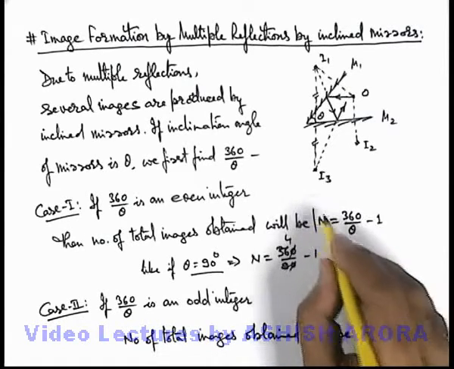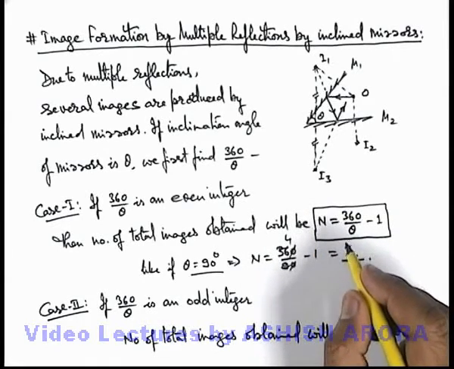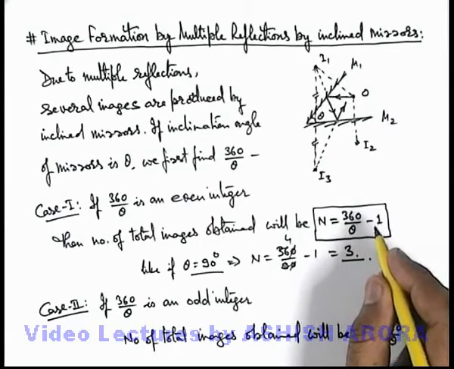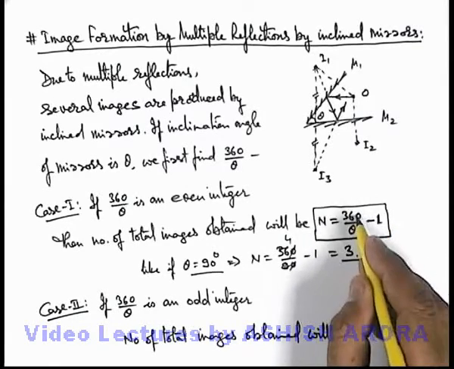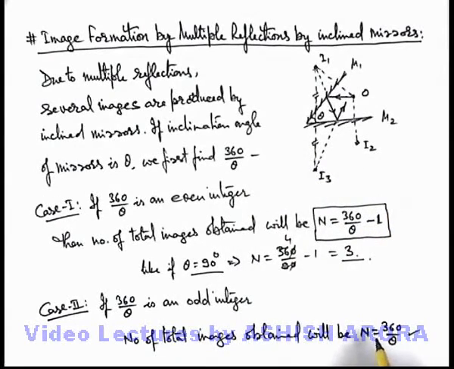So always remember, if 360 by theta is an even integer, we use the formula for the number of images as 360 by theta minus 1. Here we are subtracting 1 because, in the case of an even number, the last two images overlap. And if 360 by theta is an odd integer, we use the formula for the total number of images as 360 by theta only. If it is not an integer, I suggest you should not bother about the case, as that will be beyond the scope of our junior physics section; we'll talk about it later when you study high school physics.